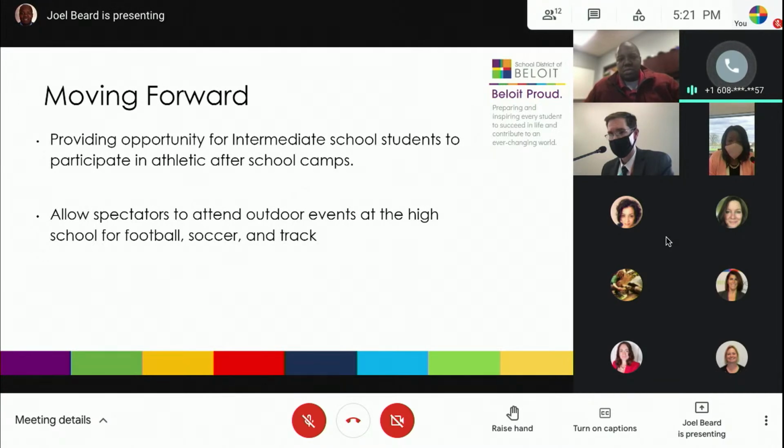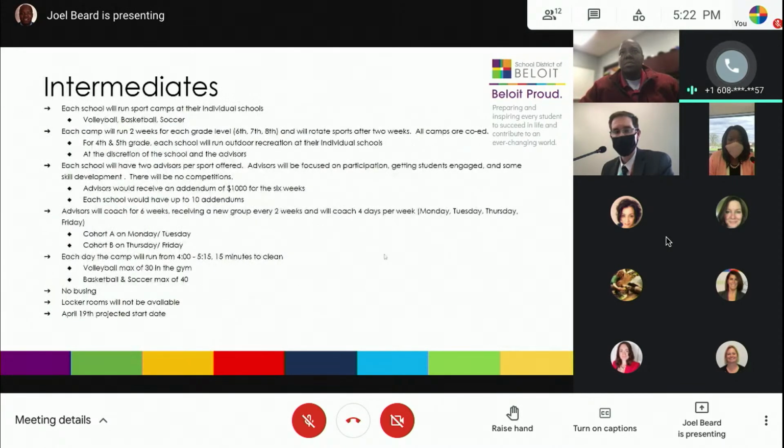The first, if we could go back to intermediate sports, you mentioned that there would be no busing between schools, that everything would be contained. Will there be busing, I believe you said at 5:15, for students that need transportation home? Usually when we do camps or anything after school, we do not provide after school transportation home, but it is something that we can look into, but we have not done that in the past. Okay, and no problem. I just wanted to know if that would be available.